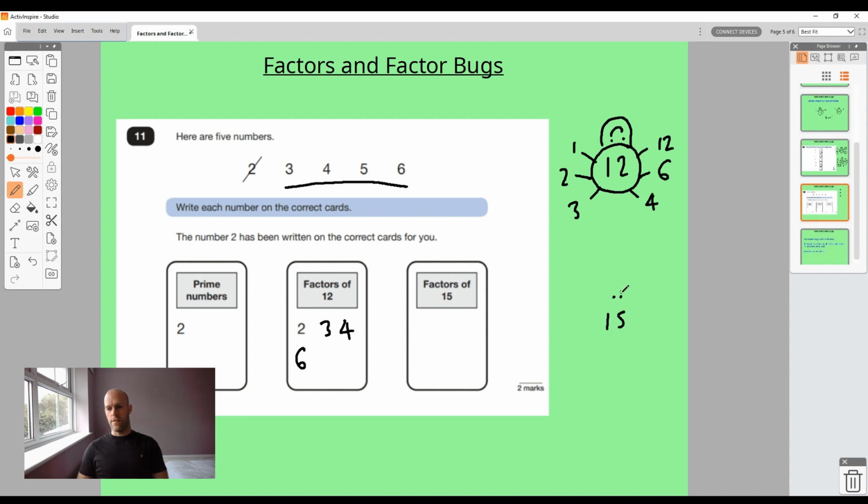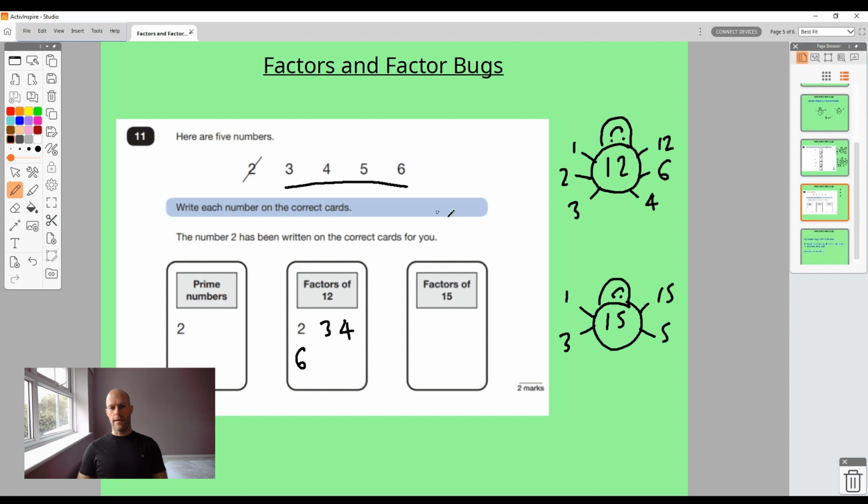Next, a factor bug for 15. Very, very strange. Probably the strangest one today. 1 and 15. 3 and 5. Just having another check. It's not going to be in the 2s, not in the 4s. We've already got the 5s. 6, 7s. That's it. There's my 4 factors for 15.